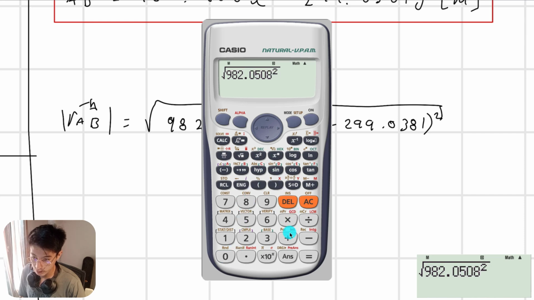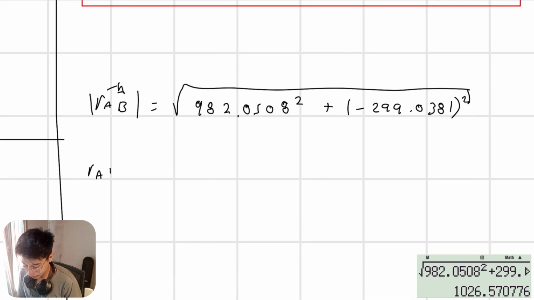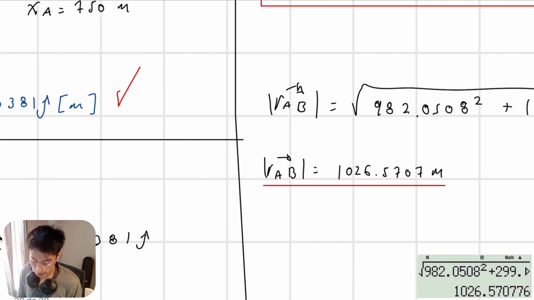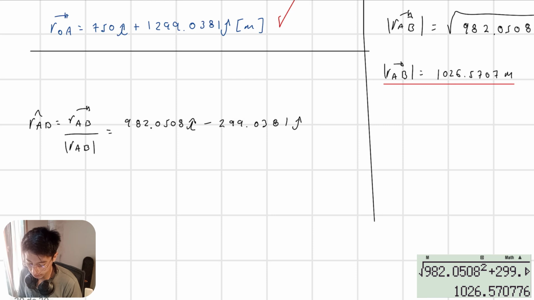982.0508 square plus, and I can get rid of that minus and that parentheses, 299.0381 square. The magnitude is equal to 1026.5707 meters. Alright, this is pretty important because this is going to be the number that is going to be dividing these other two parts.